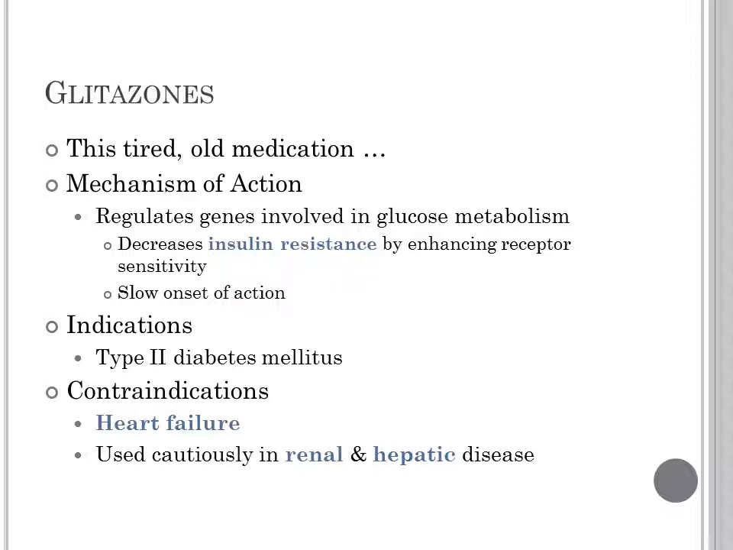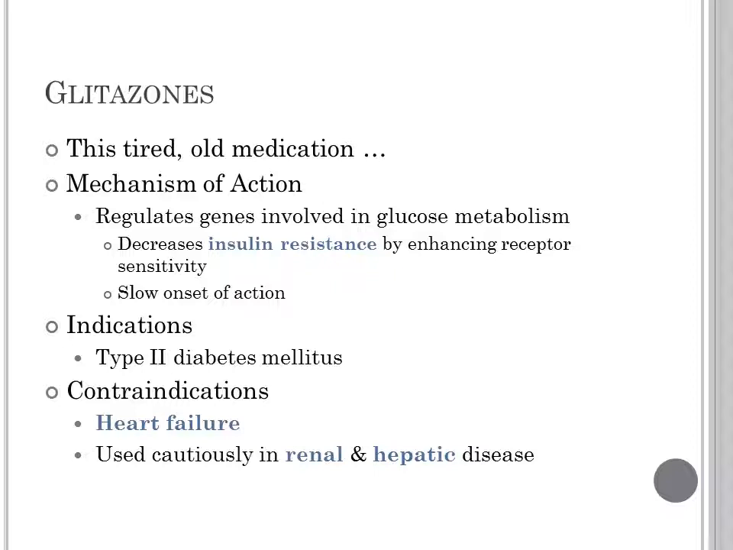Indications, it's only used for type 2 diabetic patients. And the reason why this isn't used so frequently is because of its contraindications and then the side effects, which we'll get to. This medication is contraindicated in patients with heart failure. And a lot of times patients who have been diagnosed with diabetes are at an increased risk for heart failure, so giving them a medication which is going to hasten that along is not always a bright idea.